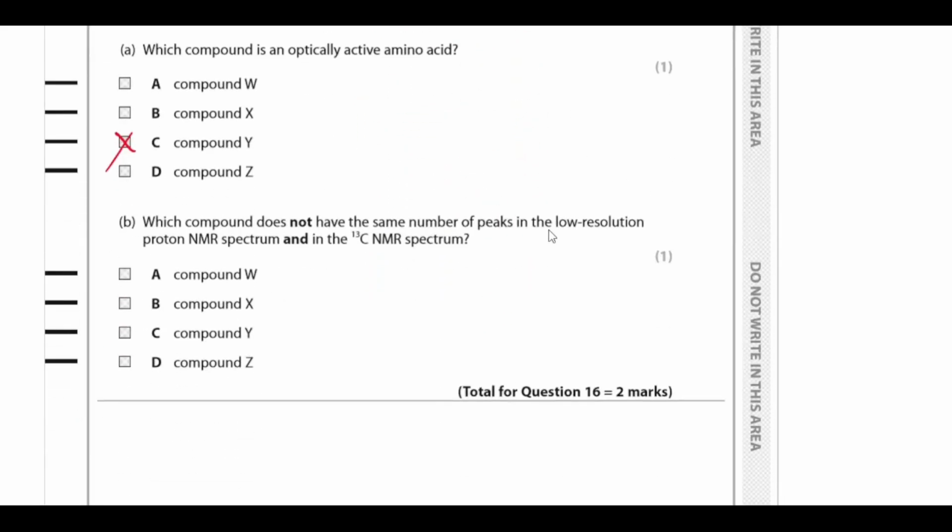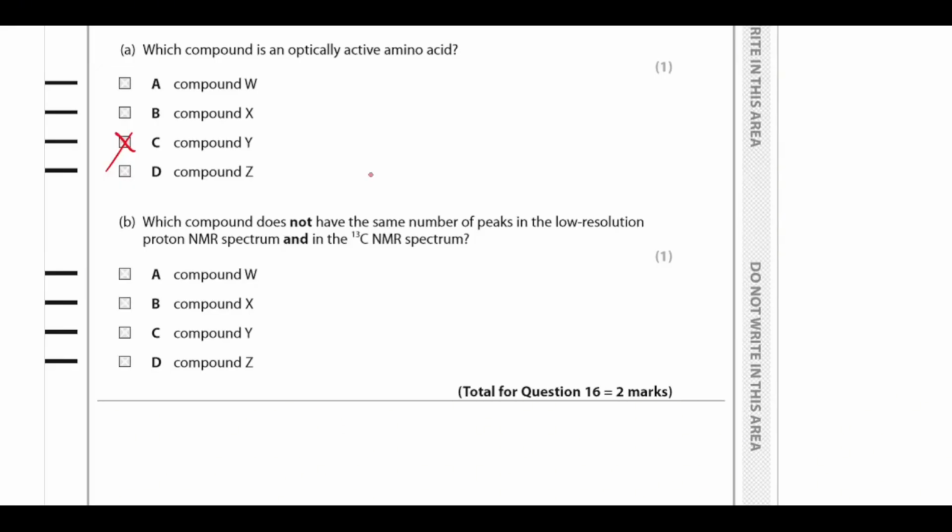Moving on, the next question: which compound does not have the same number of peaks in the low resolution proton NMR and the carbon 13 NMR spectrum? Okay, first of all, if we analyze the compounds down here, the question says which does not have the same number of peaks in the low resolution proton NMR.